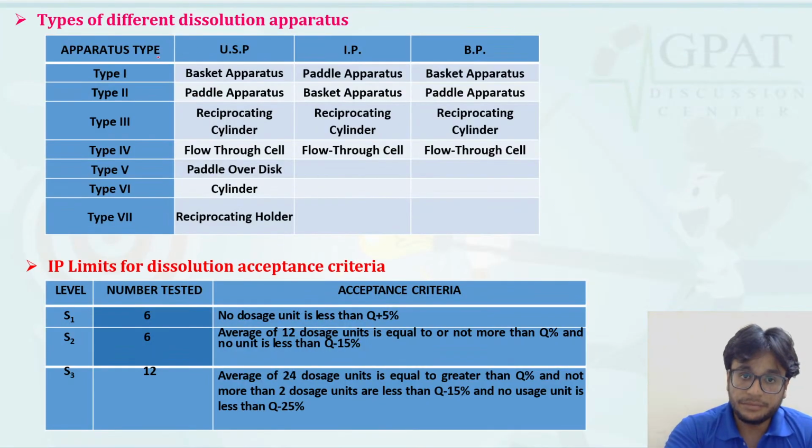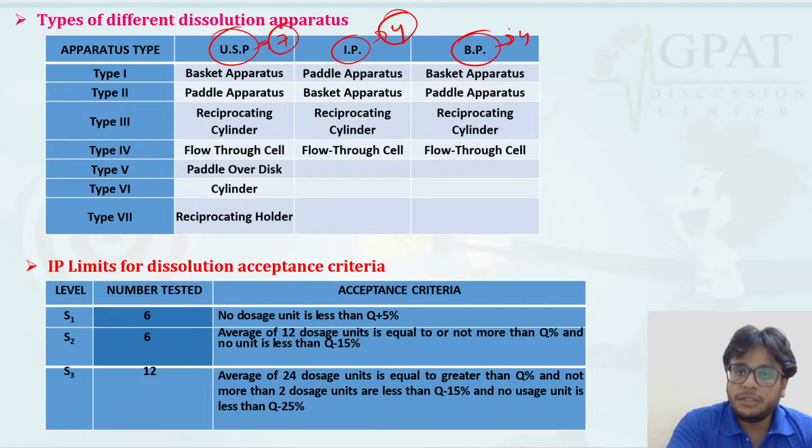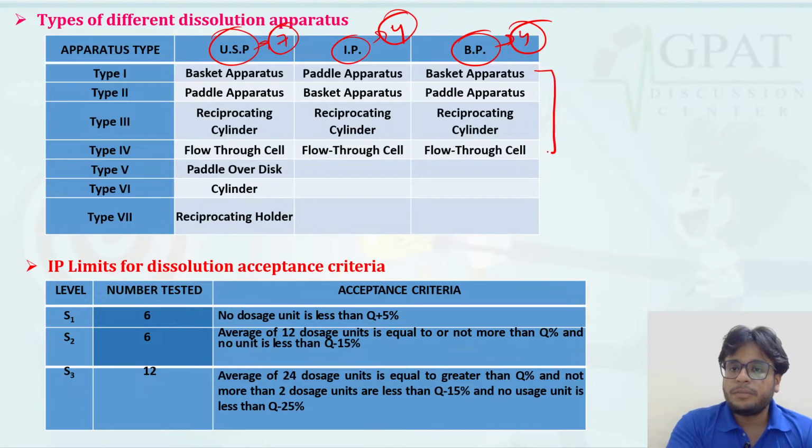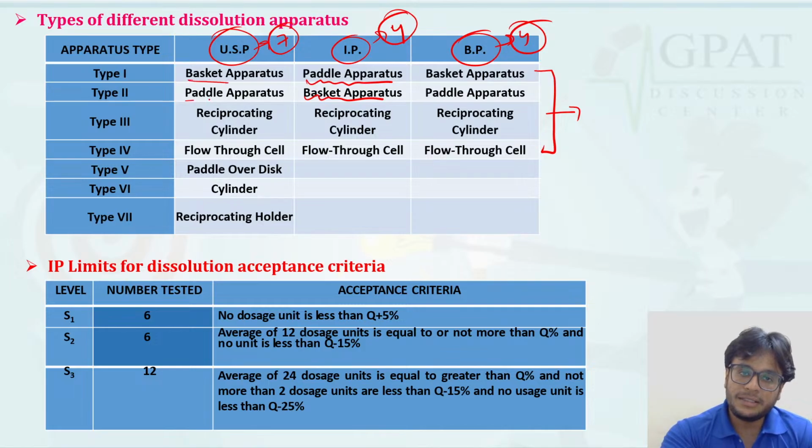Okay, as per USP we have already discussed there are 7 dissolution apparatus. As per IP there are only 4, and as per BP there are only 4. All 4 can be taken as such for BP, but the reverse trend to be followed for IP from USP is that the first dissolution apparatus for IP is paddle and the second is basket. But as per USP, the first one is basket and the second is paddle. This is the only difference.